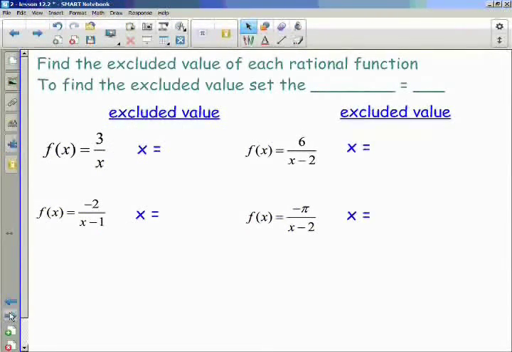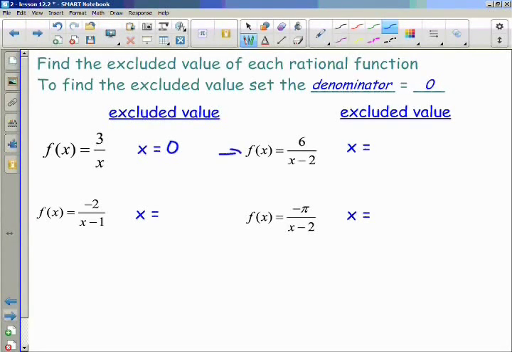So find the excluded value of each rational function. To find the excluded values, we'll simply set the denominator equal to 0. And mentally you can do that. I'm not going to actually solve these equations or these expressions. Setting them equal to 0, we'll just state what they are. So if we look at the first one here, we have 3 over x. How do you make the denominator 0? Well, quite simply, you set x equal to 0.